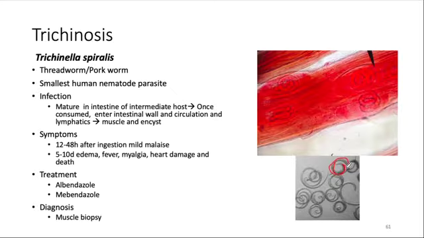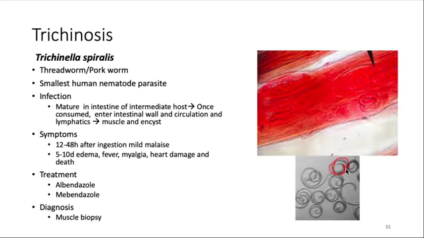They're the smallest human nematode parasites. They will mature in the intestines as well, and once consumed, they will enter the intestinal wall, then the circulatory system and the lymphatics. Eventually they will end up in the muscles where they will encyst. The symptoms are general malaise, weakness, fever, and heart damage, and it can result in death. For diagnosis, there has to be a muscle biopsy where the worms are then identified.